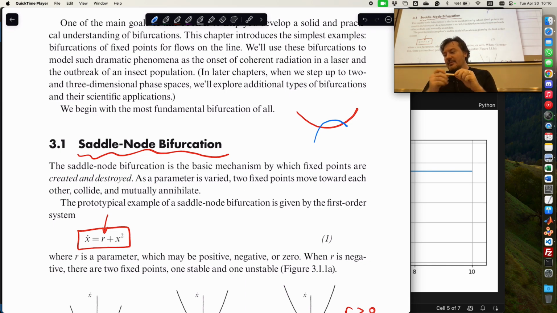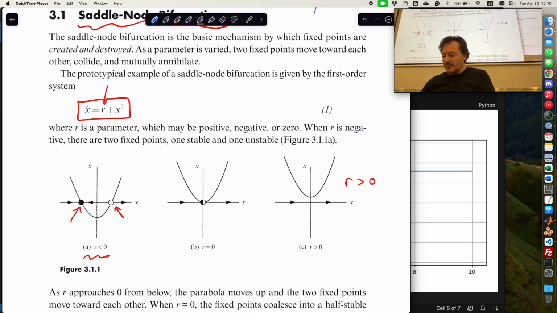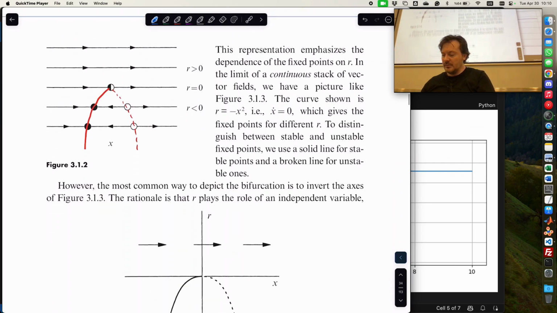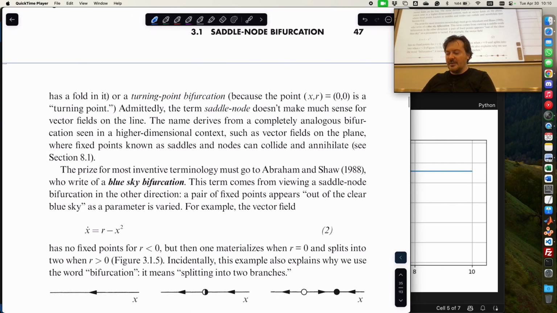Okay. So why is this a saddle? Because right at the moment when the bifurcation occurs, it's half stable. It attracts from one side, repels on the other side. Make sense? Very good. So you have all kinds of bifurcations, like the blue sky bifurcation. Why is it called blue sky? Because it happens out of the clear blue sky.